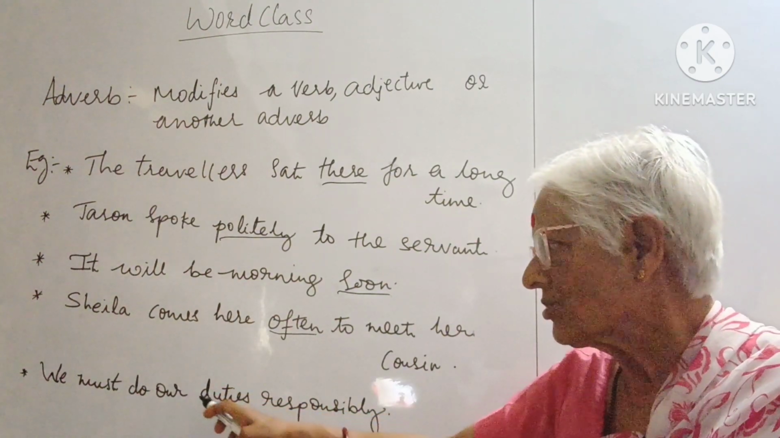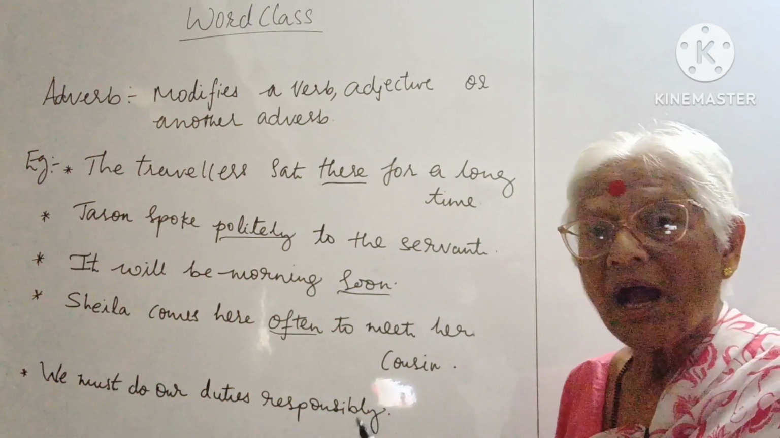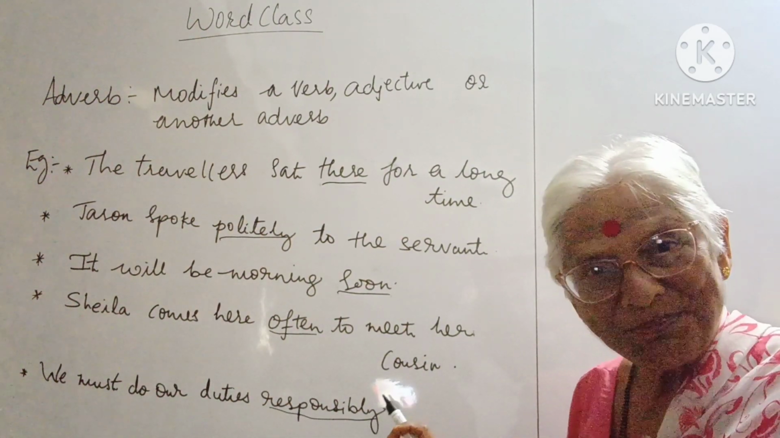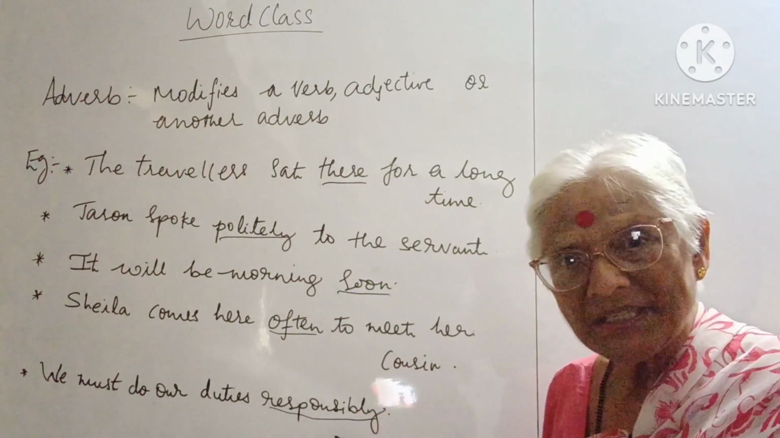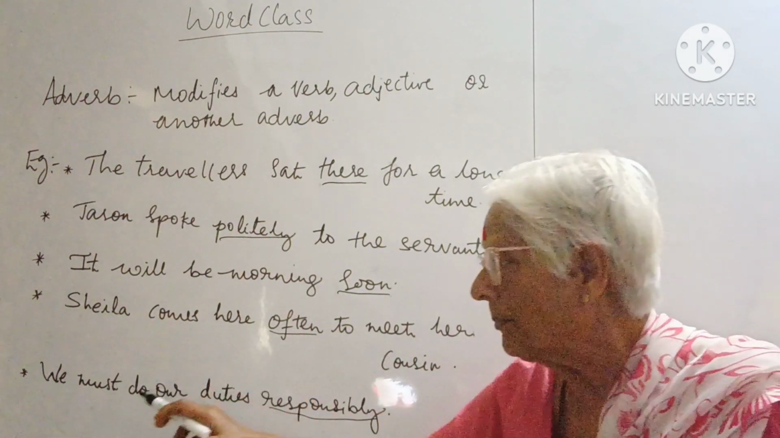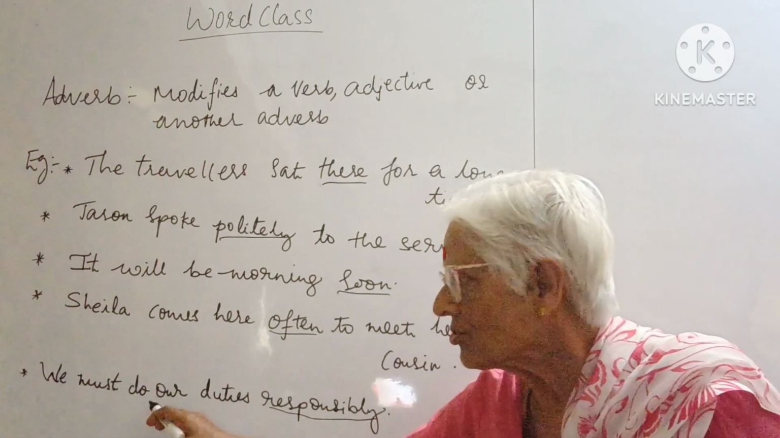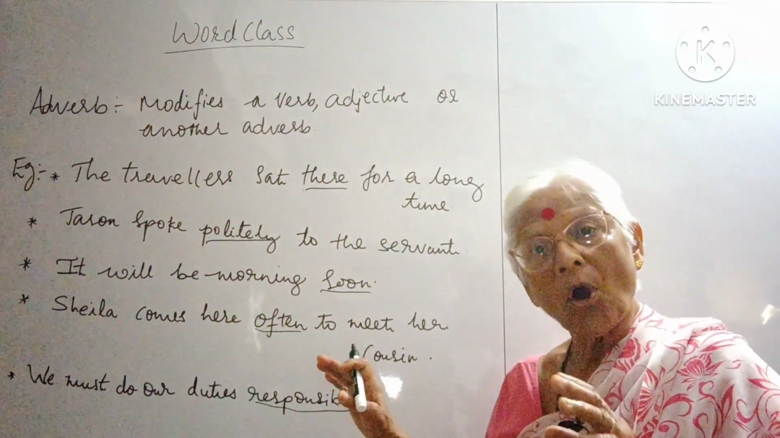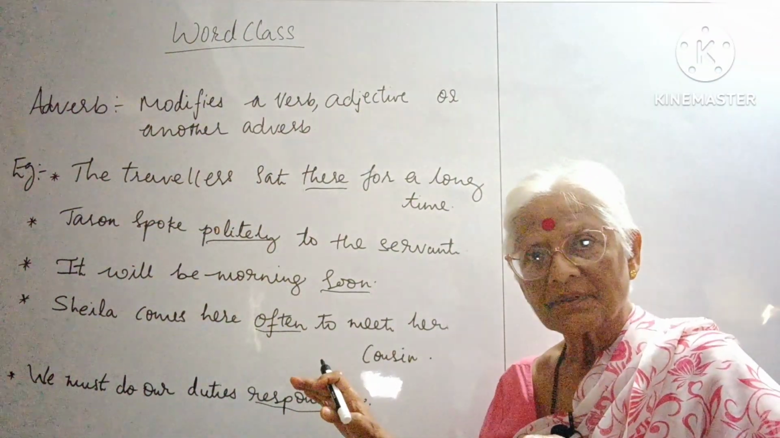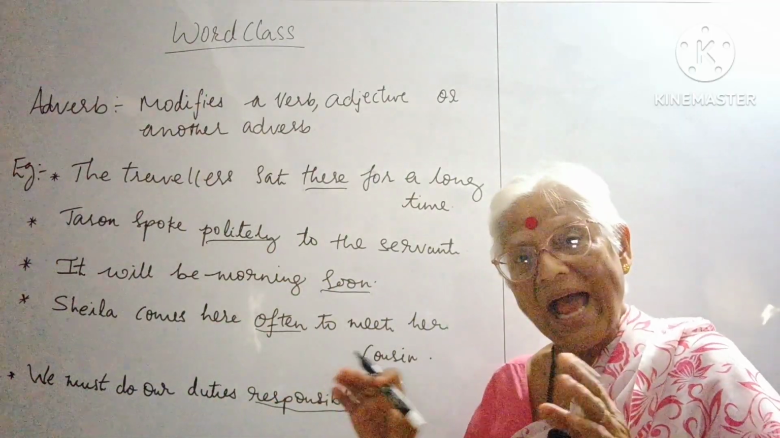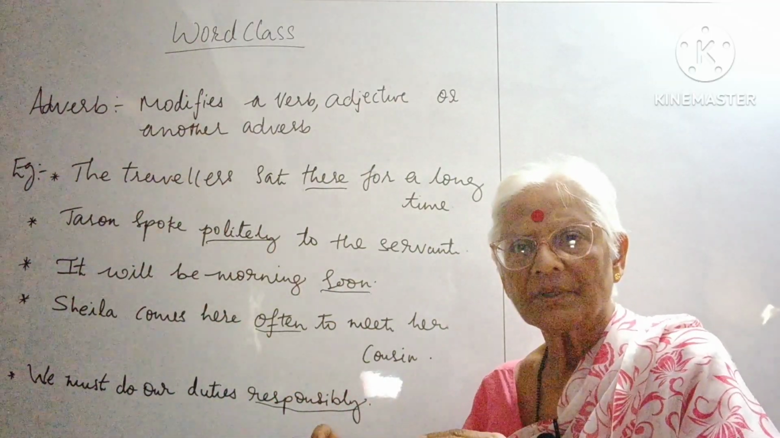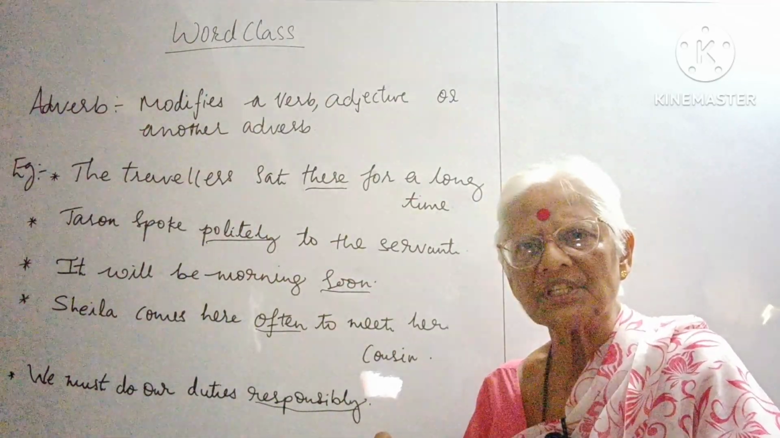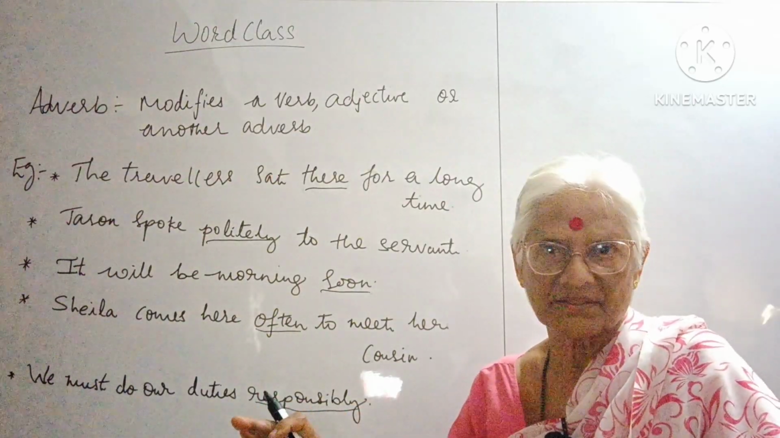Next one. We must do our duties responsibly. How must we do our duties? Responsibly. So here, responsibly modifies the verb must do. Must do how? Responsibly. So now you have comprehended this concept that it is an adverb. It adds to the meaning of a verb. It is placed adjacent to a verb. Of course, the position differs according to the structure of the sentence.